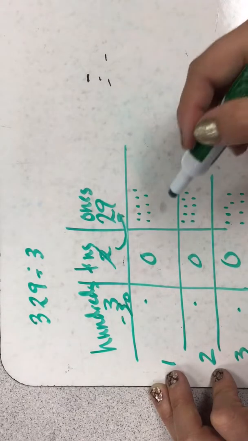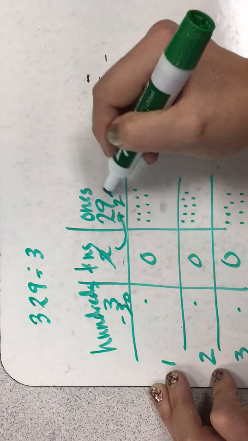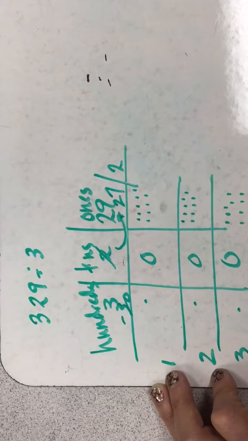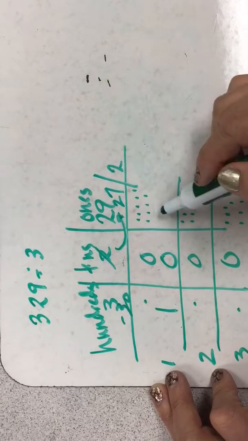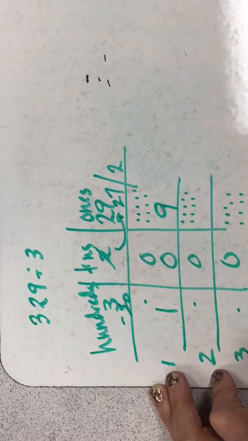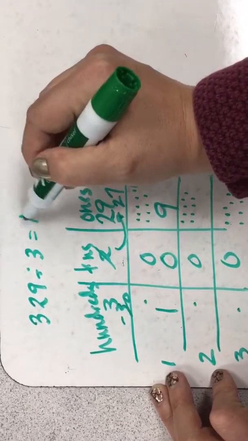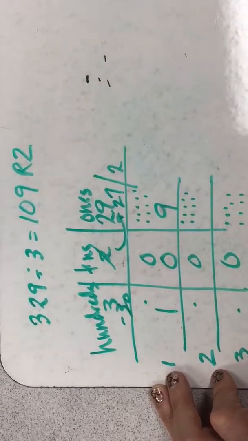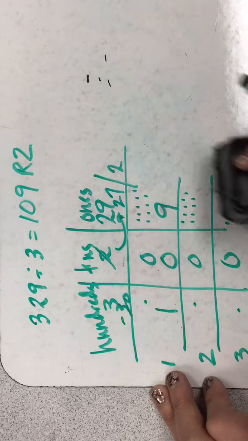Now here's the thing, if I go any more, these will not all have equal groups. So I'm taking out 27. So 29 minus 27 is 2. Now what I can actually do to figure out the answer, I have 100, 0 tens, and 9 ones in each group. So going up here, we have 109 with the remainder of 2. This is one method to do this, and this is a great visualization.